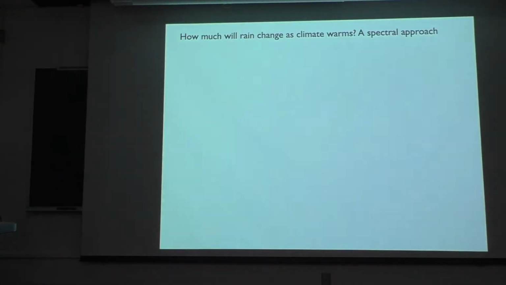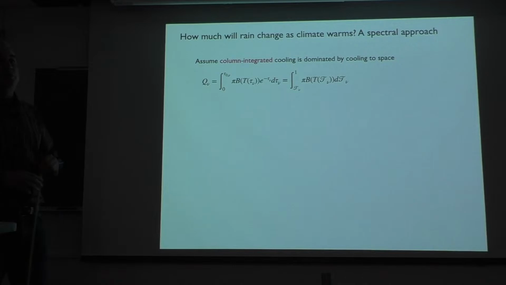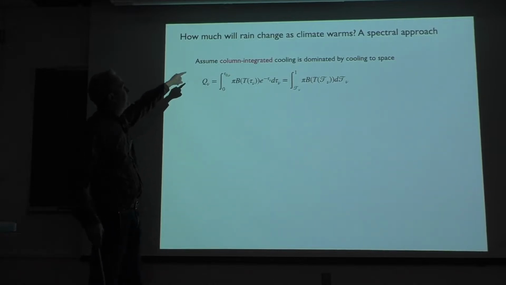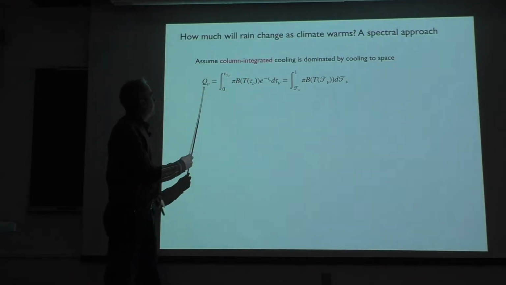So how is that related to hydrologic sensitivity? Well, what we're going to do is think about hydrologic sensitivity as a function of the temperature, as a function of the wave number. So we are going to assume here that, column integrated, so I'm not now thinking of the cooling at a given height, but I'm just asking what's the net cooling of the entire column at any given wave number.